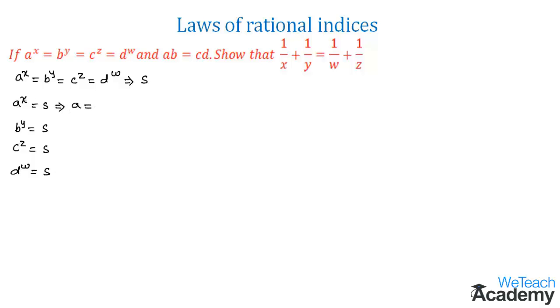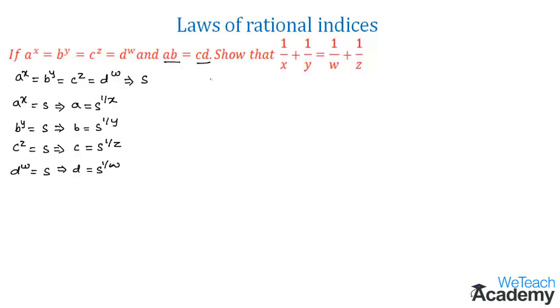As a power x is equal to s, we can write the value of a by transferring x to the other side. So this would be s power 1 by x. Similarly, b would be s power 1 by y, c would be s power 1 by z, and likewise d would be s power 1 by w.